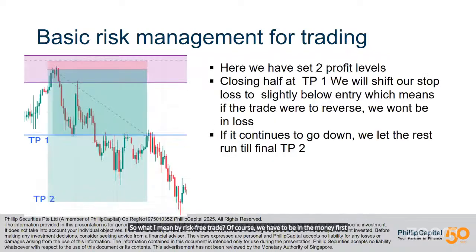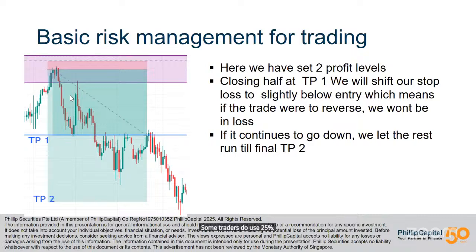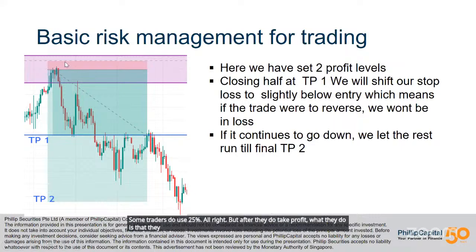So the next one you'll see is the same trade. We can understand that if price were to reverse, you can see that I have drawn two take profit lines. First of all, it's my first take profit. Usually for me, I will use 50% of my target. So from the whole entire take profit line, I will use the 50% mark as my first take profit. Some traders do use 25%. But after they take profit, what they do is push the stop loss to slightly past, or below, our entry price.